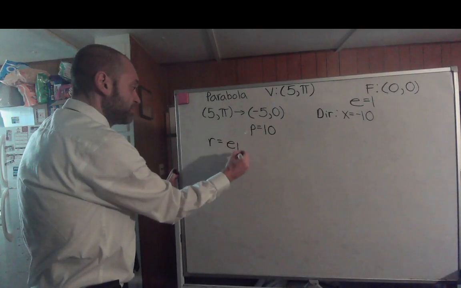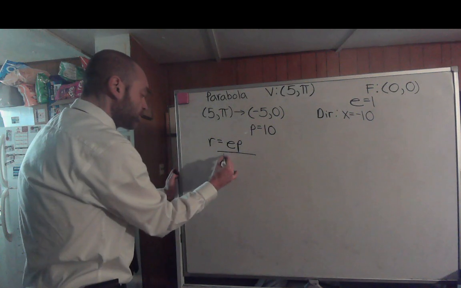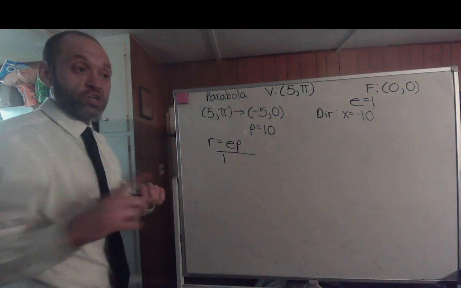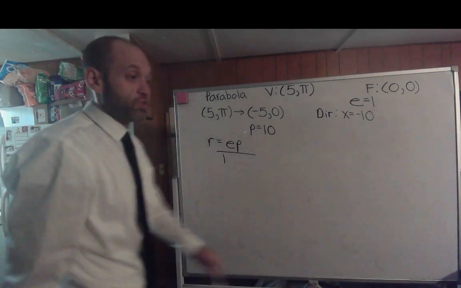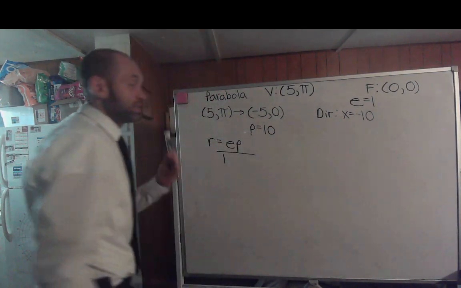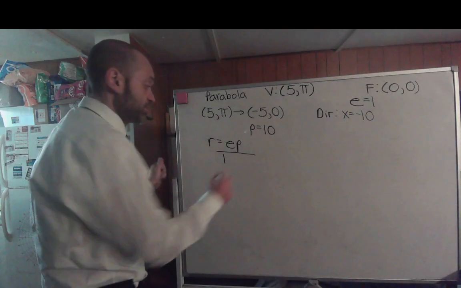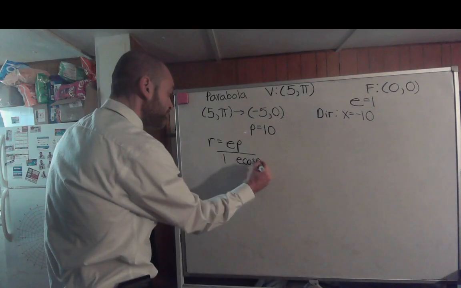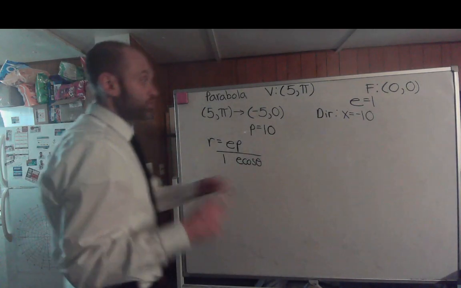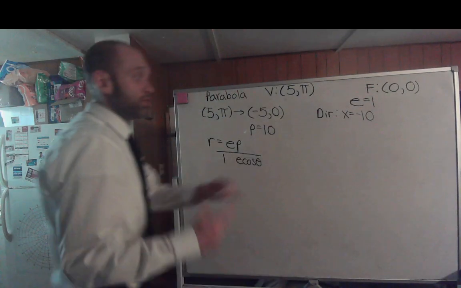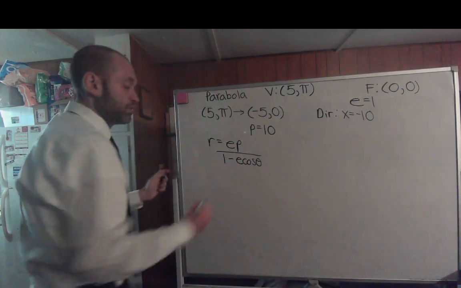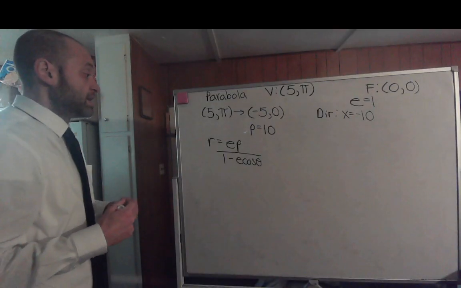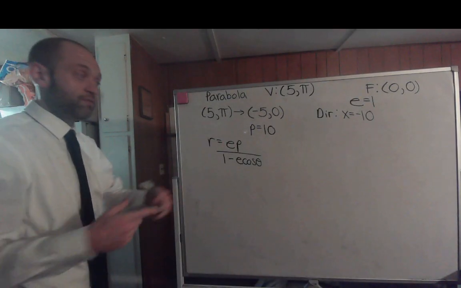r equals ep all over 1, and then which function are we using? The directrix is x equals, so that means this parabola has x-axis symmetry. So it'll end up being of the form e cosine of theta. And the directrix is to the left of the pole, the focus, so it'll be minus e cosine of theta. Now we have sufficient information to find the equation.